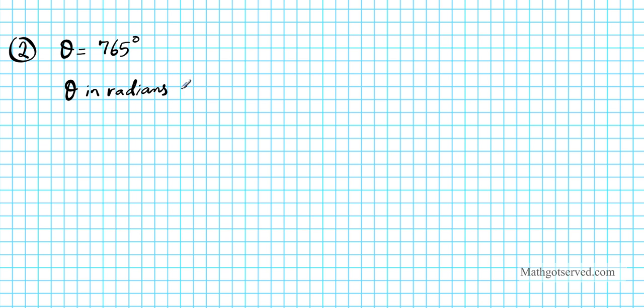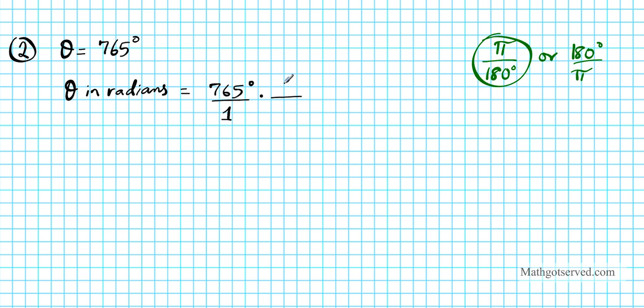Theta in radians is going to be 765 degrees multiplied by a conversion factor. Let's express this as a fraction, 765 over 1. We're either going to multiply by pi over 180 or 180 degrees over pi. Since this has a degree on top, we're going to pick the option with a degree on the bottom so that the degree cancels out. So we're going to have pi over 180 degrees. Now the degrees divide out and multiply across. We have 765 pi over 180.